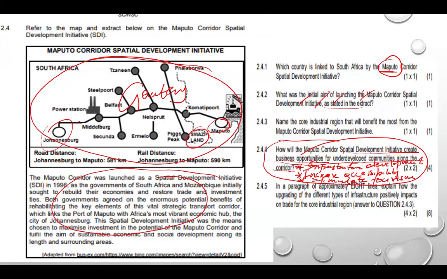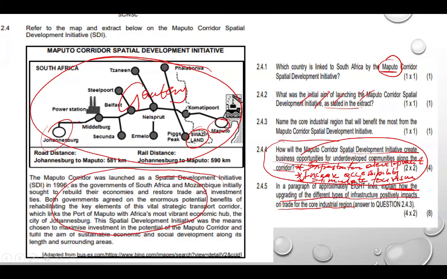Now, say in a paragraph of approximately 8 lines, explain how the upgrading of the different types of infrastructure positively impacts on trade for the core industrial region. They say answer to question 2.4.3. Name the core industrial region. So what must you do? You must explain how the upgrading of the different types of infrastructure positively impacts on trade for the core industrial region, which is the PWV.